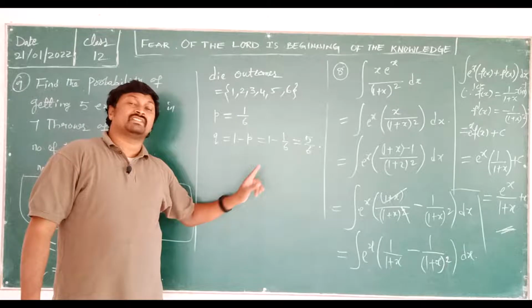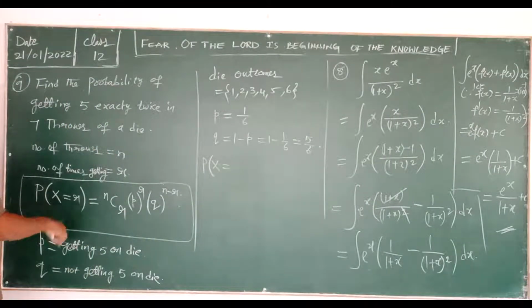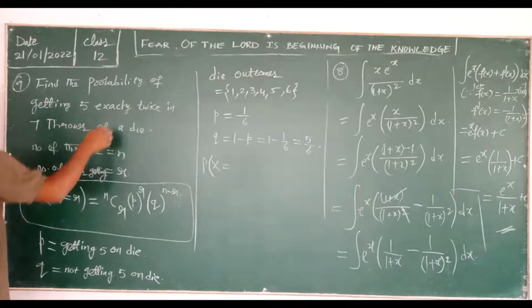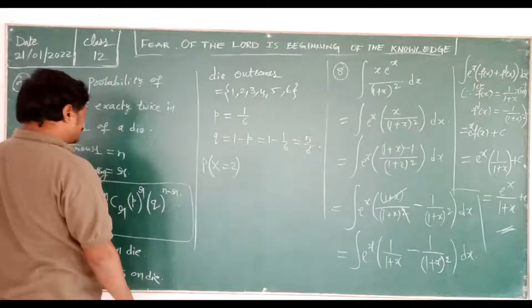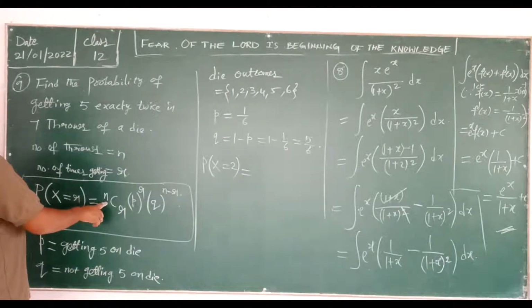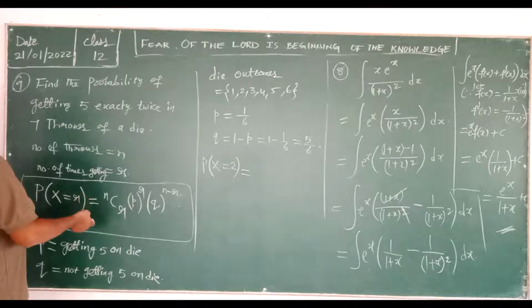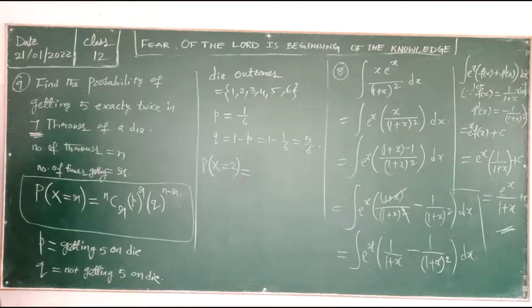After that, what do you need? x equal to r means what here? Twice. Here it is twice. So now write P of x equal to 2, which is equal to nCr. What is given for n? n is nothing but the number of throws. Here they have given 7 throws, so write 7 here.